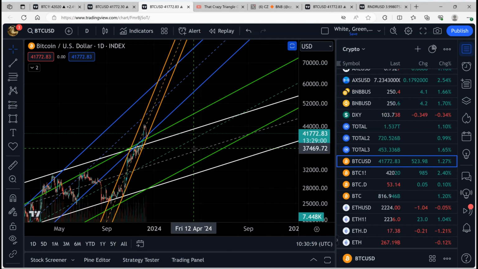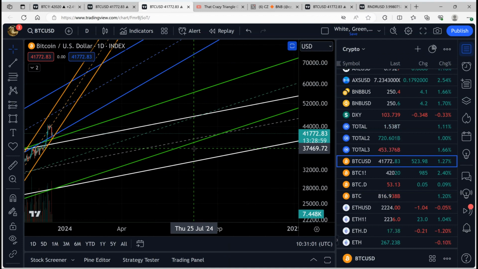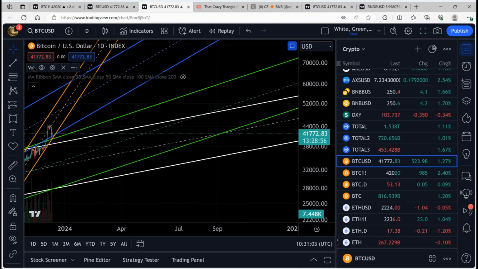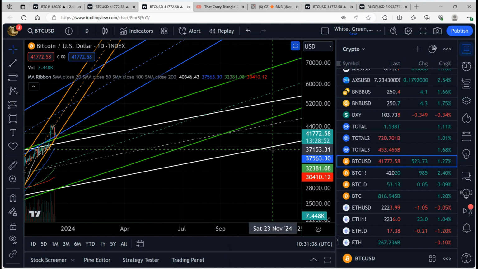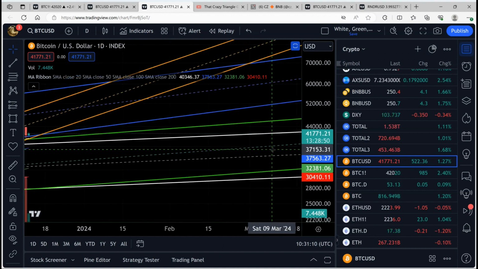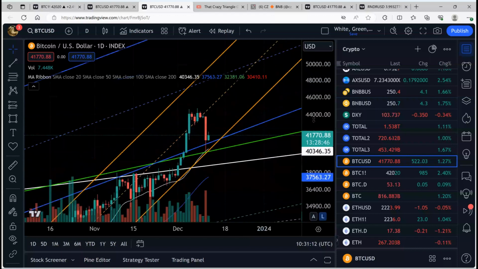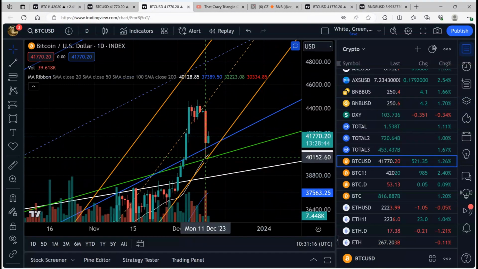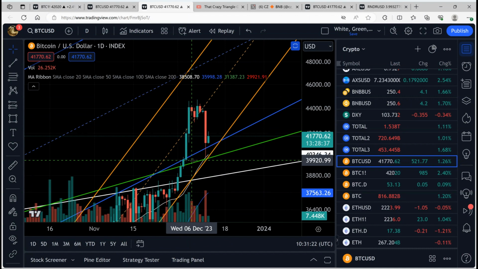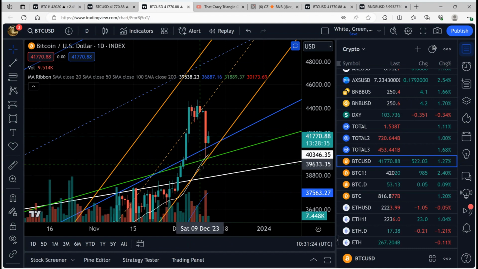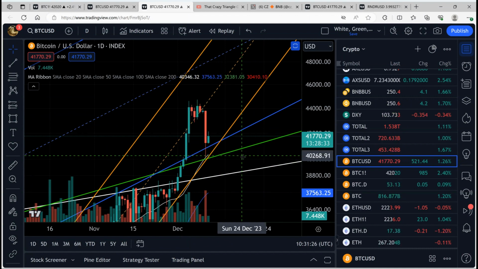The other thing to note here too, let's turn our moving averages on. Not only did we test the top of the green channel, but we came right down to the 20 SMA here. So it's kind of a triple whammy. We got the green channel, the orange channel, and the 20 SMA.